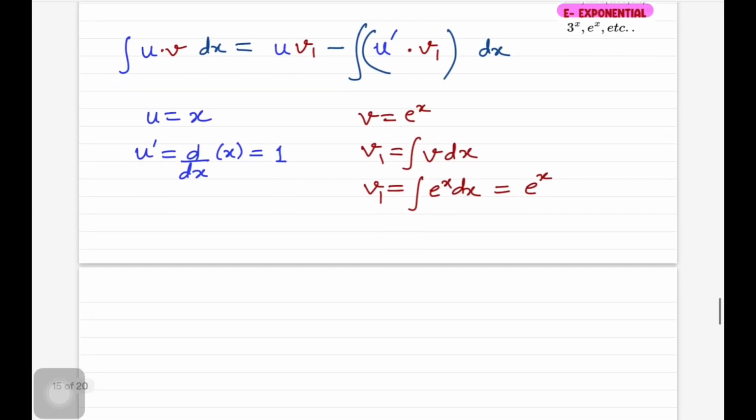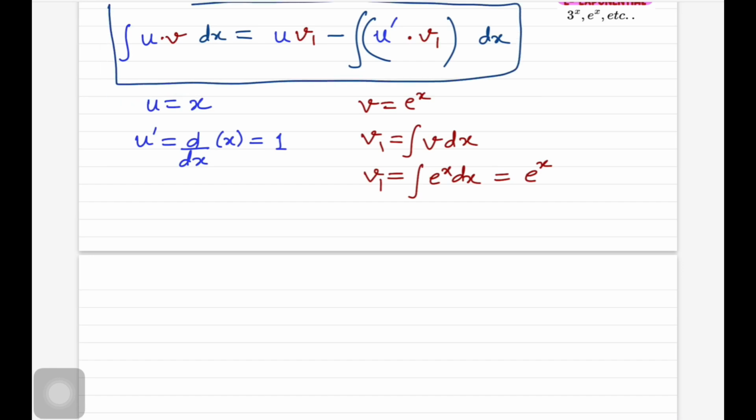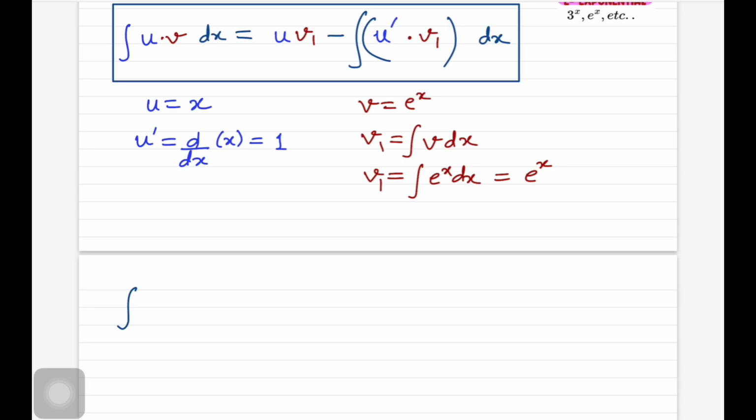So next we are going to substitute these values in the formula. This is the formula we are having, and here we have to put all the values. So integration of u into v. What is u? x. What is v? e to the power x dx equals u into v1. So what is u? x. v1 is e to the power x. Okay, I am putting the answer there. Then minus integration dx, I am writing like that.